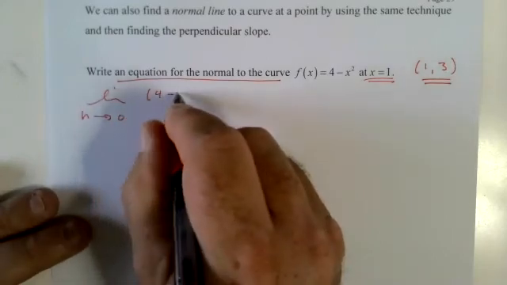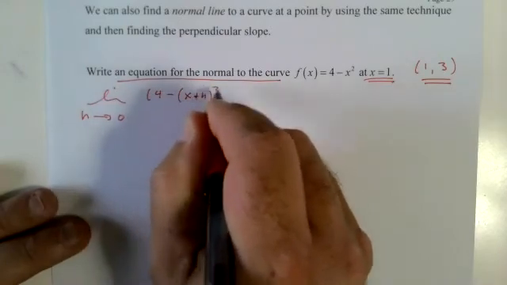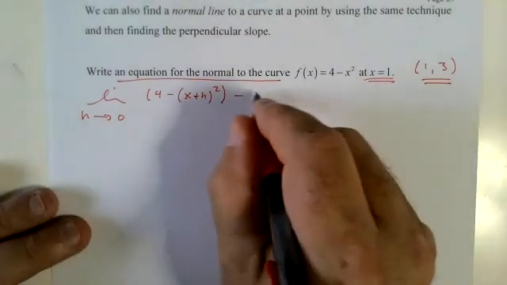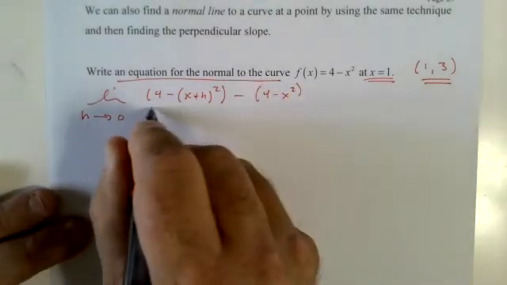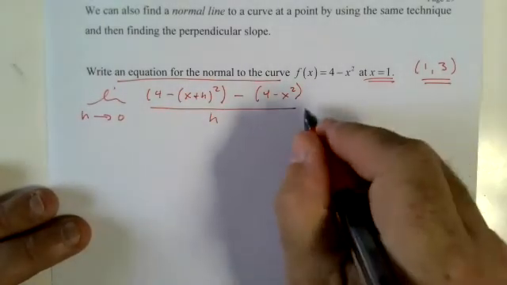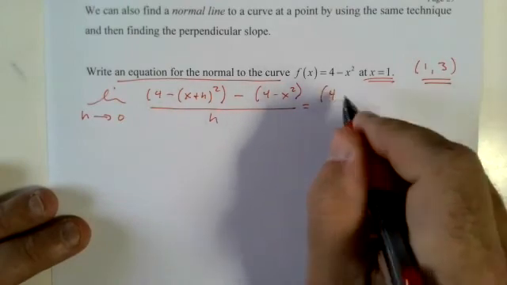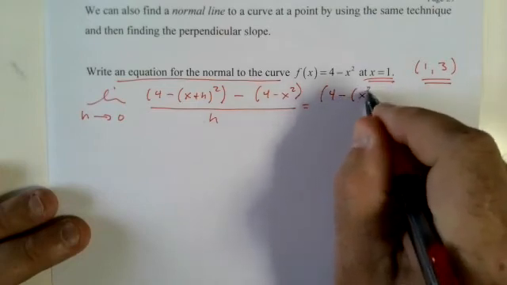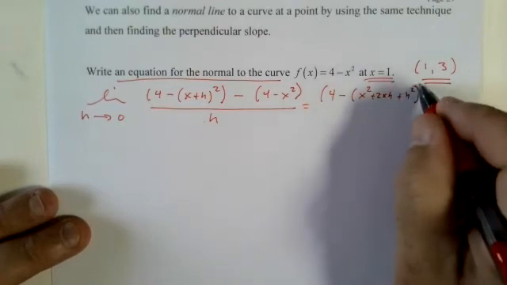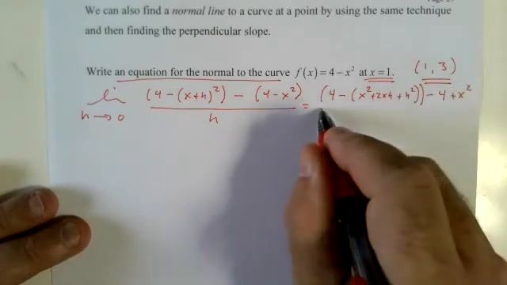4 minus x plus h squared. Is that the definition? Gee, I already forgot. Yeah, that's the definition. Minus 4 minus x squared over h. This looks complicated. Okay. Let's see what I got here. I got notes I can sheet and just copy, but let's see what I got. Minus x squared plus 2xh plus h squared minus 4, and I'm going to distribute this one, plus x squared.